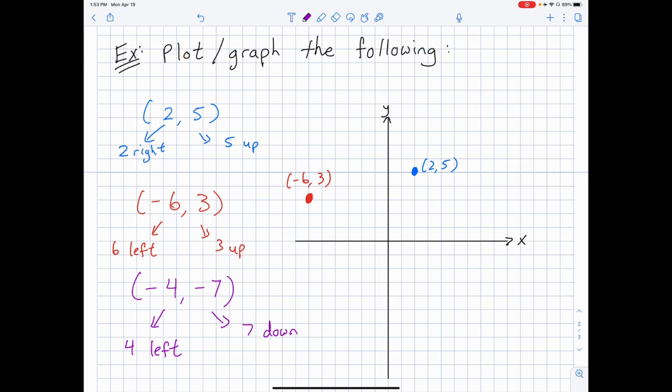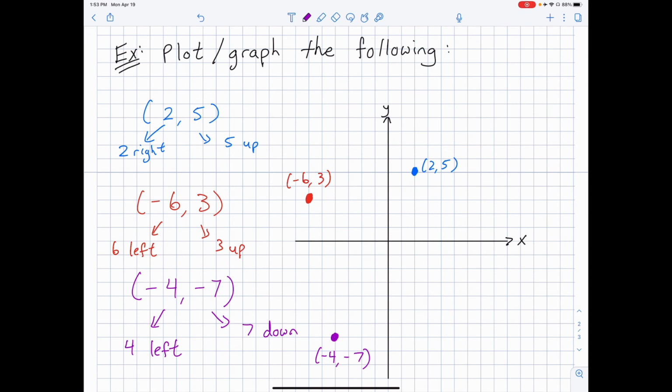So first of all, we're going to go 4 to the left from the center of the graph, located at 0, 0. So we're going to go 1, 2, 3, 4. And then we're going to go 7 down. 1, 2, 3, 4, 5, 6, 7. Put a point there. Then we can erase our movement lines if we need to. And then we'll just label that one -4, -7.